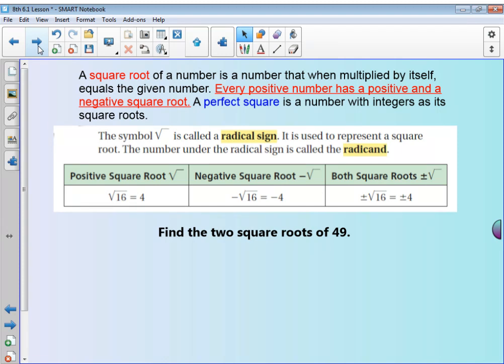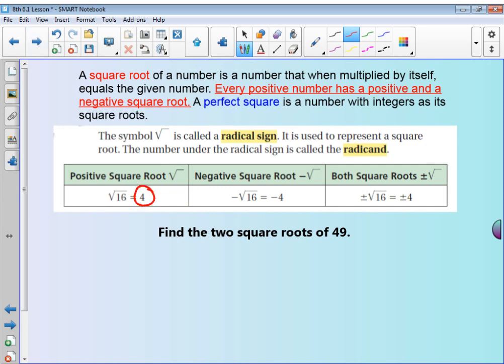A perfect square is a number with integers as its square roots. So in other words, a perfect square is when we get an integer. Integers are going to be whole numbers and their opposites. So 4 times 4 would give us 16. We would also get -4 times -4 would give us 16. So here, a positive square root would be this situation. We've got the square root of 16 gives us 4, or 4 times 4 is 16.